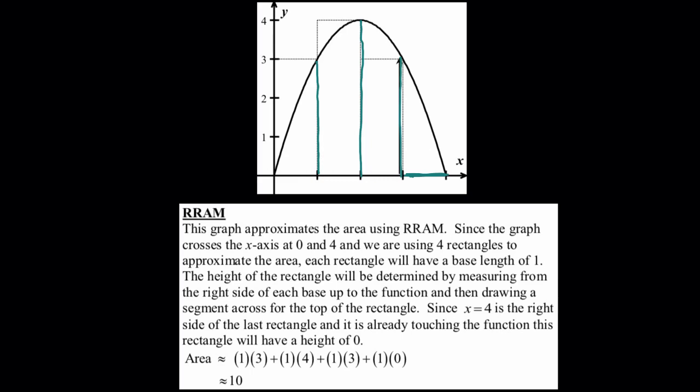The one to the left of it, this is our height coming across from the right side. And then the next one from this height coming across, and then from the right side coming straight across. That is your RRAM, or right rectangular approximation method. And this gives us an area of 10. Remember, these are approximate areas between the curve and the x-axis.